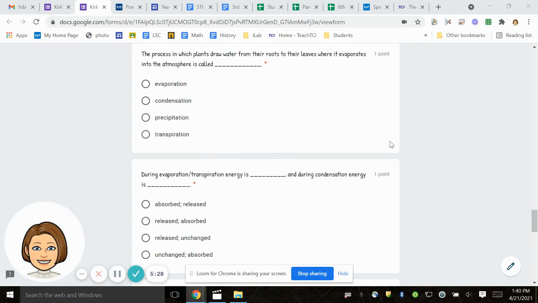Number 15, the process in which plants draw water from their roots to their leaves where it evaporates into the atmosphere is called evaporation, condensation, precipitation, transpiration. Number 16, during evaporation, transpiration, energy is blank, and during condensation, energy is blank. Absorbed, released, released, absorbed, released, unchanged, unchanged, absorbed.